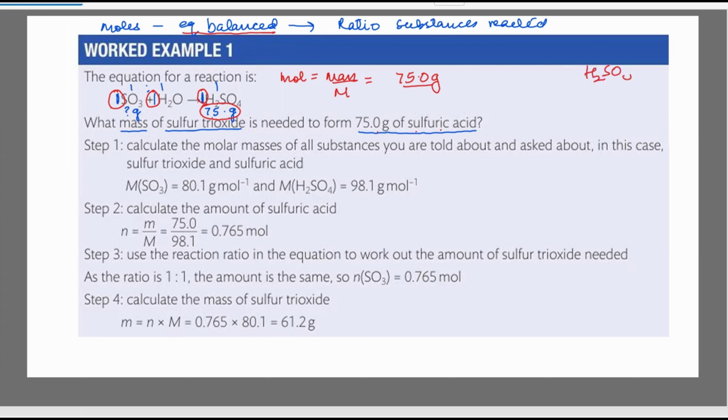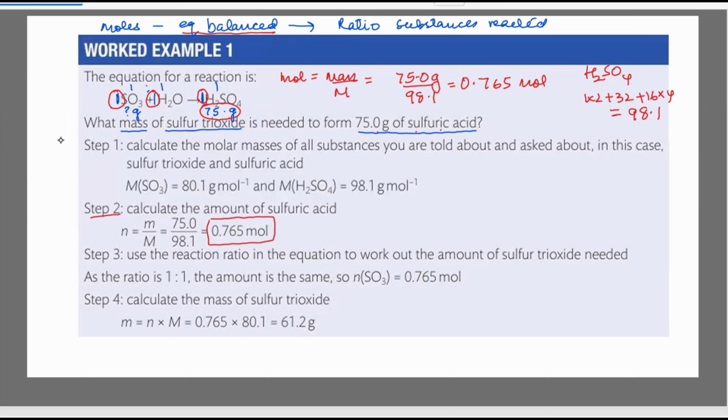The molar mass of sulfuric acid is hydrogen 1 times 2, plus 32, plus 16 times 4. Simplify the molar mass. Is it 98? So we'll divide 75.0 by 98.1 and we'll get the number of moles. The number of moles that was already calculated in step 2 is 0.765 moles for sulfuric acid.